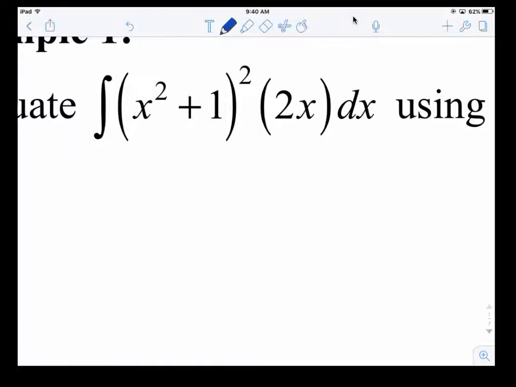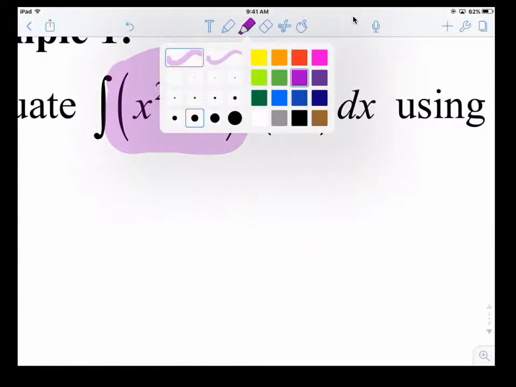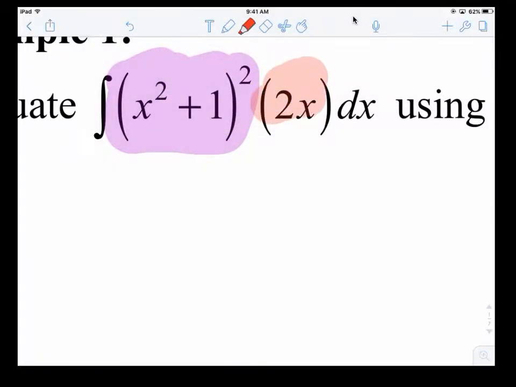Okay, so if I'm looking at the integral of (x squared plus 1) squared times 2x dx, I really have two different functions here, right? I have (x squared plus 1) squared would be one, and then the other one would be 2x. Those are the two big ones looking at me. So out of those two, which one is built more inside? It has more outside parts. x squared plus 1, right?